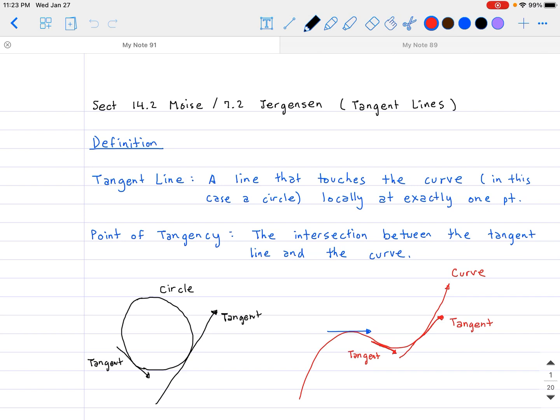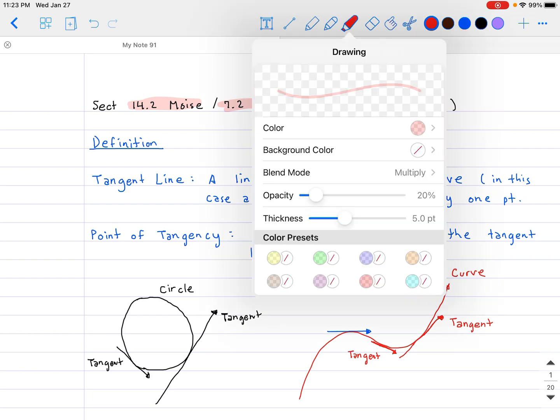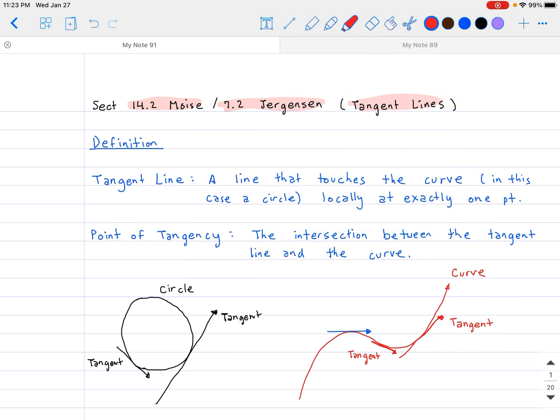So the very first thing that we're going to define in this case is tangent lines. That is going to be our very first section. Well, actually, second section, because the first section was kind of an introduction. In terms of Moise, this is going to be 14.2, but in Jergensen, that is going to be 7.2. So to define what a tangent line is, let me go ahead and write down the definition.